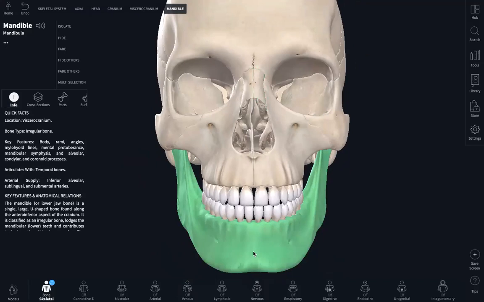The only movable bone in the entire skull is the lower jaw. Mind well, the only movable bone in the entire skull is the lower jaw. So this is the mandible. Now, so 7 external bones. We have 7 internal bones also.